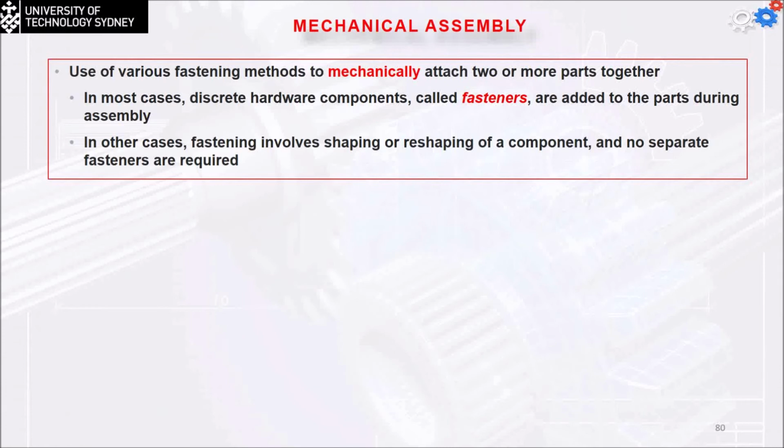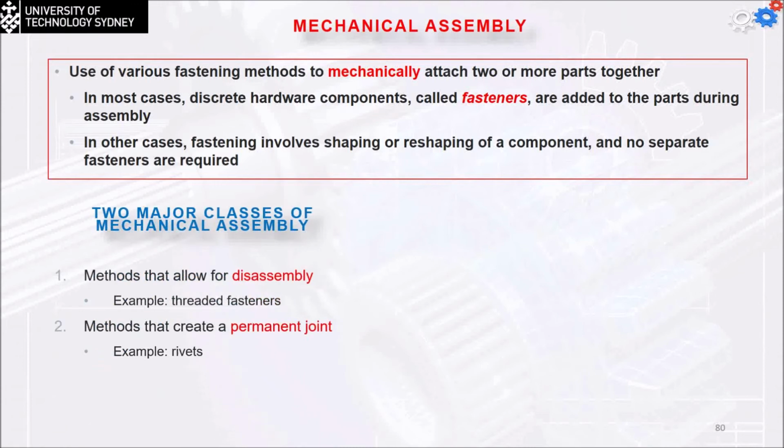The major classes of mechanical assembly are, first, methods that allow disassembly, for example by using threaded fasteners, and second, methods that create permanent joints, like using rivets. But in all cases, the parts are not one part. They can be disassembled if you break the rivets.